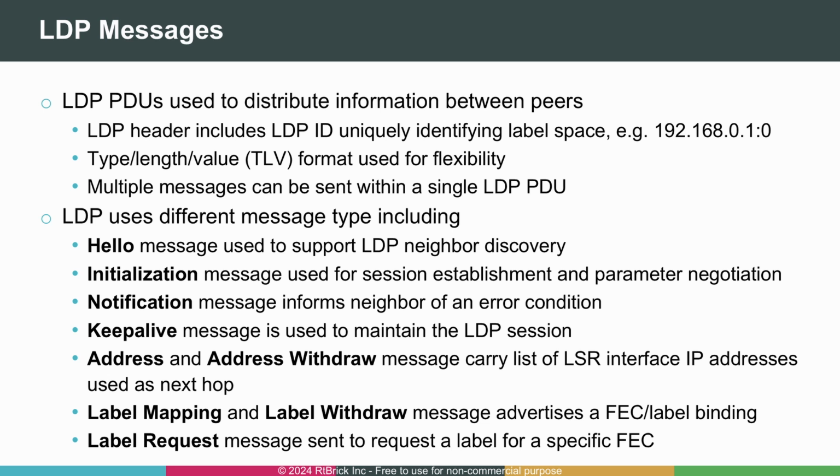Address messages advertise local LSR interface IP addresses that can be used as next hops to forward IP packets. These can be withdrawn using the address withdraw message if they become invalid. Label mapping messages are used to advertise label bindings associating a FEC with a corresponding label. If this label binding is no longer needed, a label withdraw message is sent to inform the neighbor to remove the label association. Finally, a label request message is sent to request a label for a specific FEC from a neighbor. This is mainly used in downstream on-demand mode.